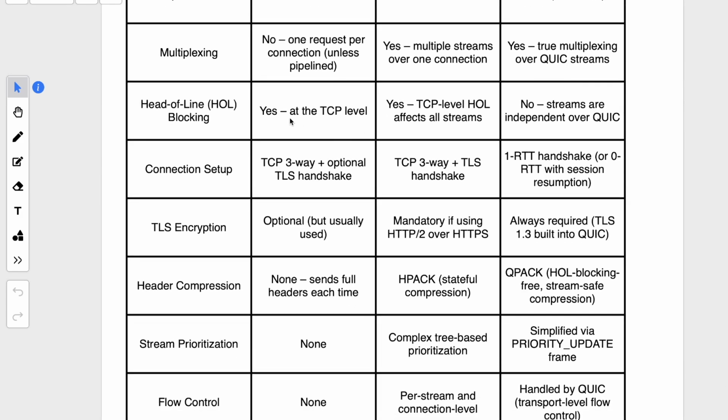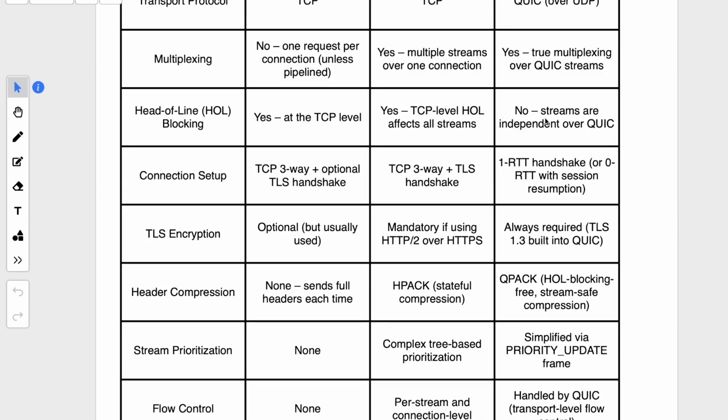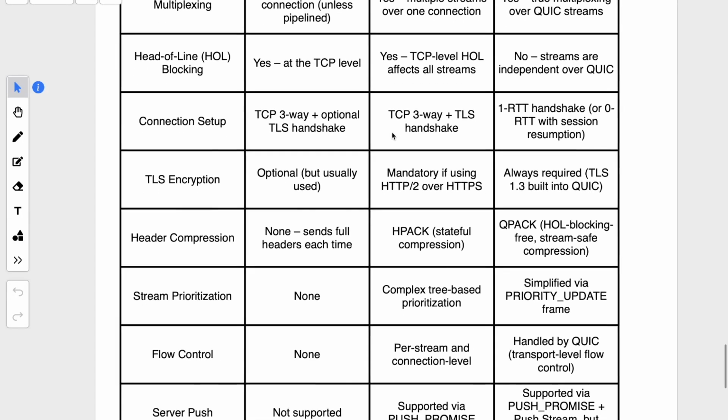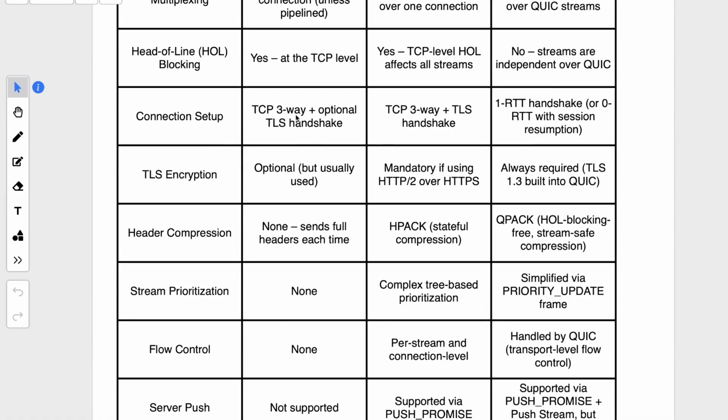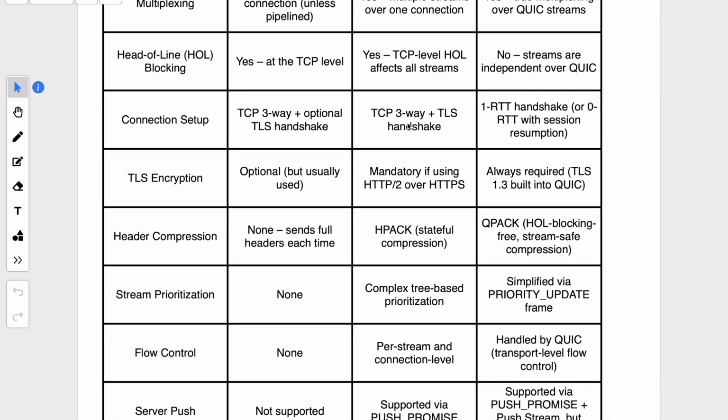Head of line blocking at both the HTTP and the TCP level is present in HTTP1, but in HTTP2 it is only present at the TCP level, and in HTTP3 there is no head of line blocking because streams are independent in QUIC. Connection setup here is TCP 3-way plus an optional TLS handshake, because the TCP handshake will happen for every connection, and if you are using HTTPS, like SSL certificates, then the optional TLS handshake will also happen. In HTTP2, as HTTPS is mandatory, the TCP as well as the TLS handshake will always take place.